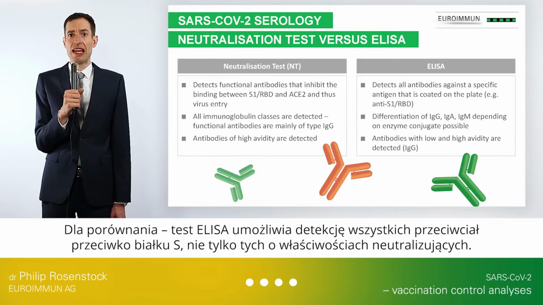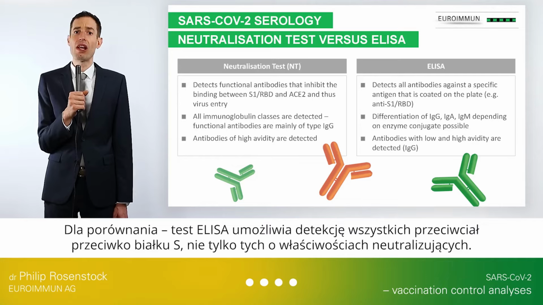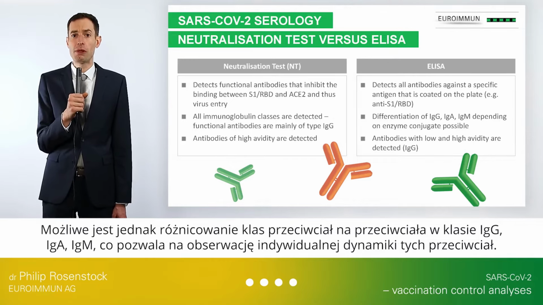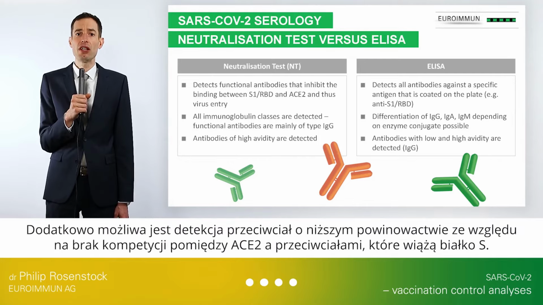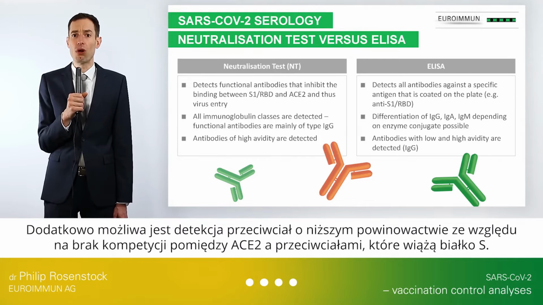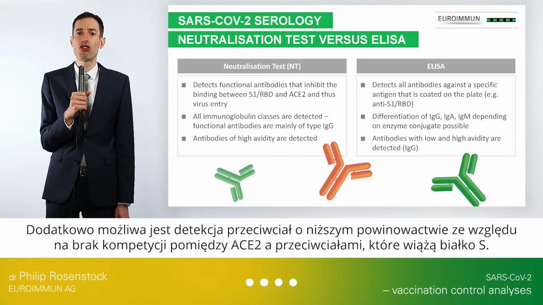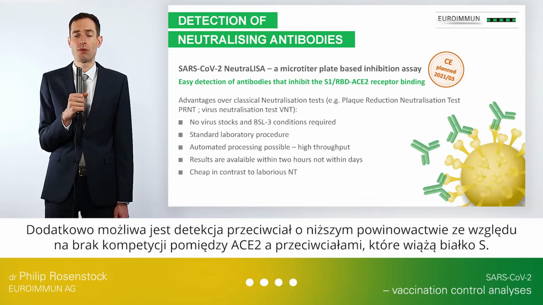In contrast, the ELISA detects all antibodies against the spike protein, not only those that are mediating neutralization. However, it's possible to distinguish between IgA, IgG, and IgM so that you can monitor individual dynamics. And also here you are able to detect antibodies of lower affinity because we don't have any competition between ACE2 and the antibodies that bind to the spike protein.